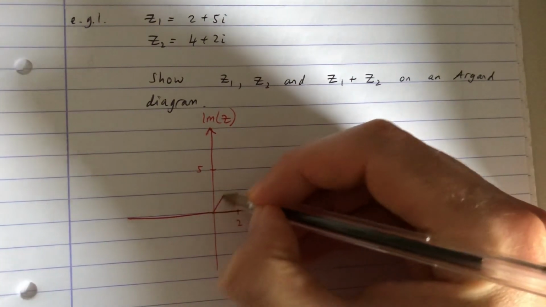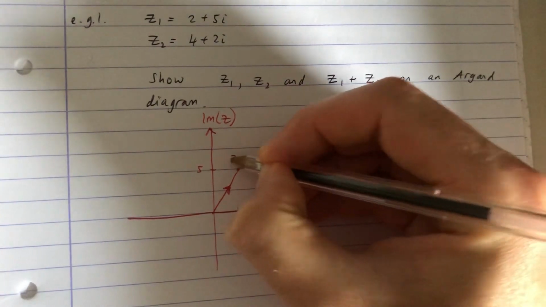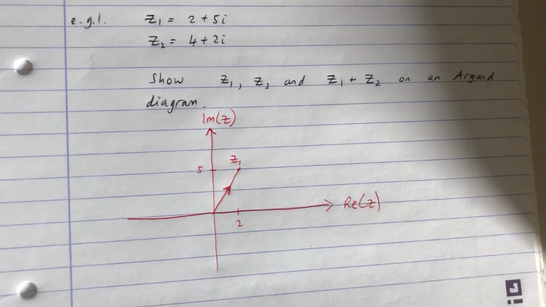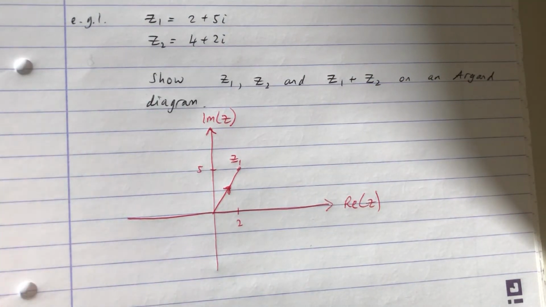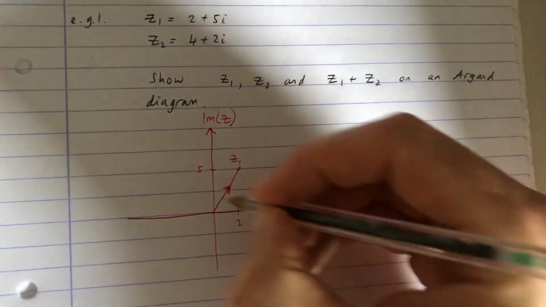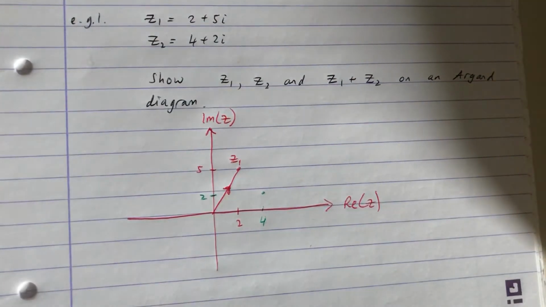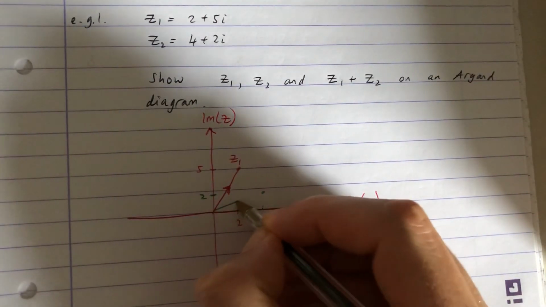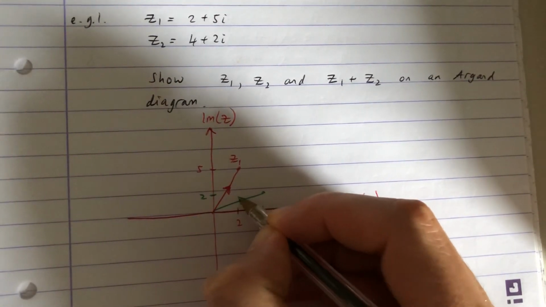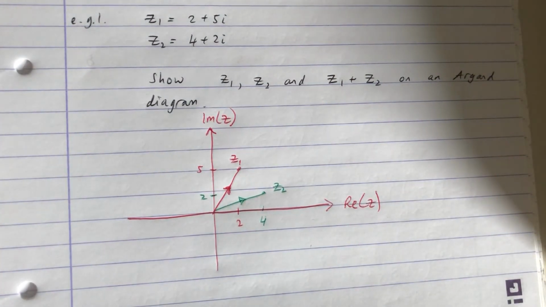And we label this Z1. Then Z2 is 4 plus 2i. So just say that's 4, just say that's 2, and then that would be Z2, which is 4 plus 2i.